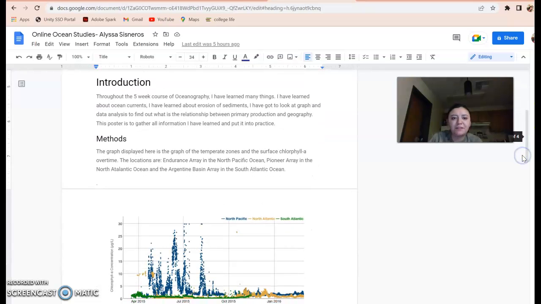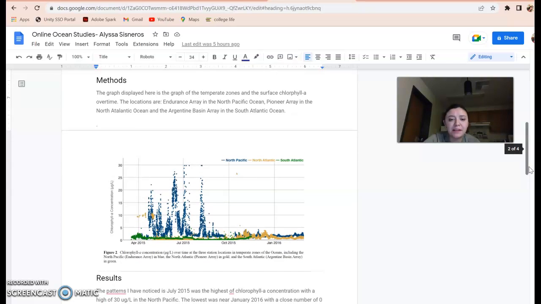So throughout the 5-week course of oceanography, you and I have both learned so many things. We've learned about ocean currents and erosion of sediments. I got to look at a graph and data analysis to find out what is the relationship between primary production and geography. The poster is to gather all information that I have learned and put it into practice, which is what this course project is used for.